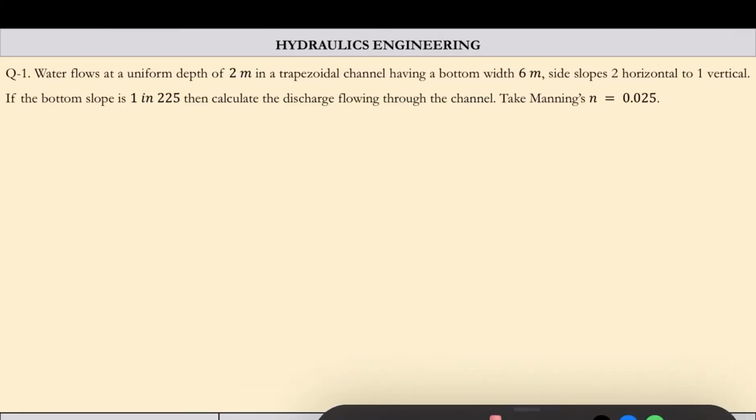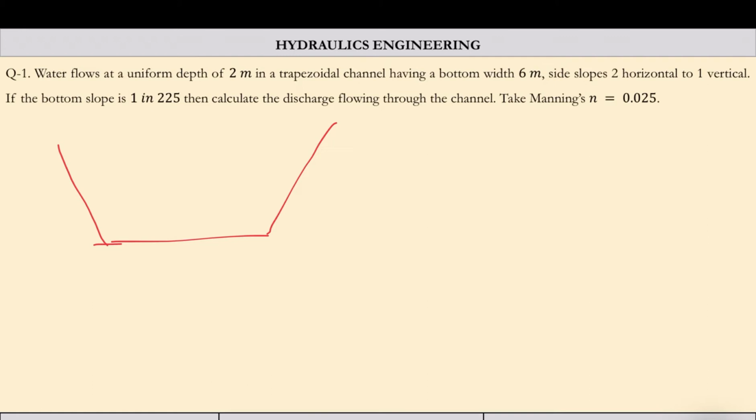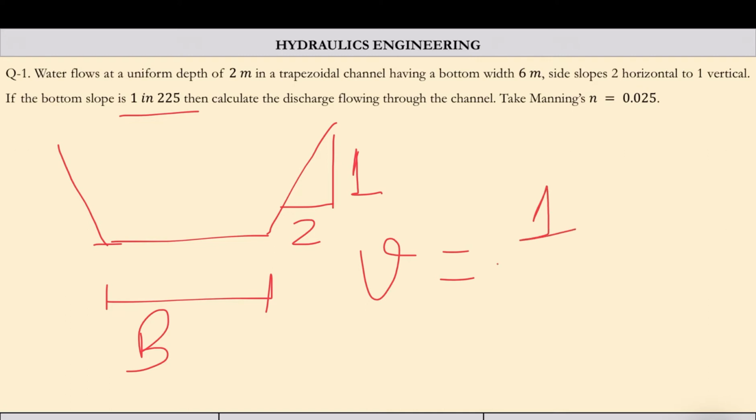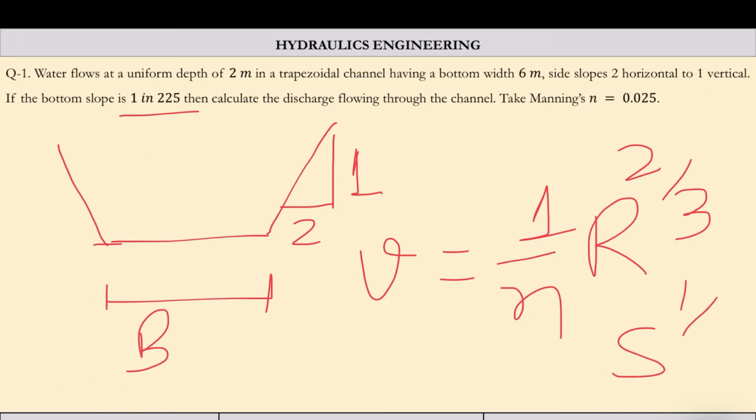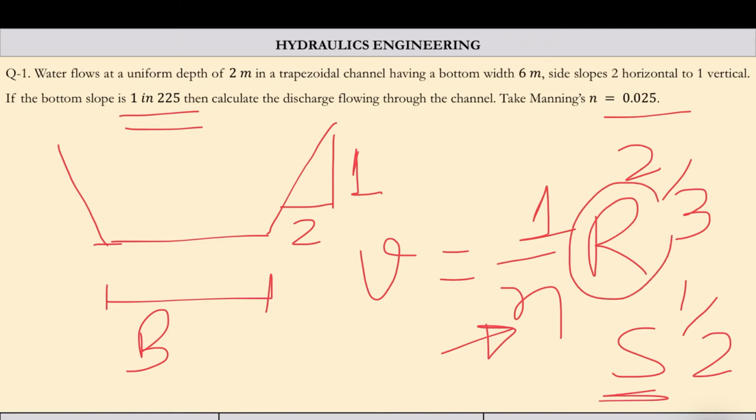So how we can deal with this question? So some trapezoidal section is given and 2 horizontal to 1 vertical slope is given. This is the bed width and side slope is given as this. So Manning's equation was 1 by n, R raised to power 2 by 3, S raised to power 1 by 2. So what are the things we have been given? n is given as 0.025, S is given as 1 in 225, R we have to calculate.